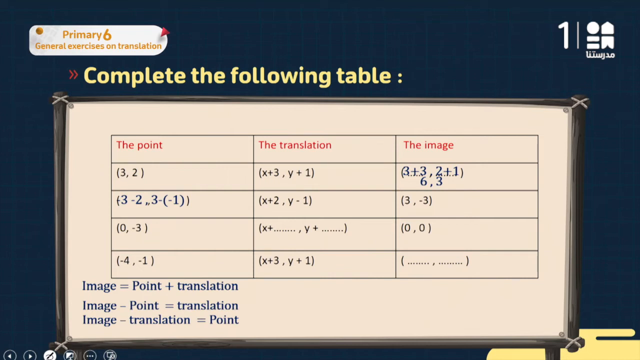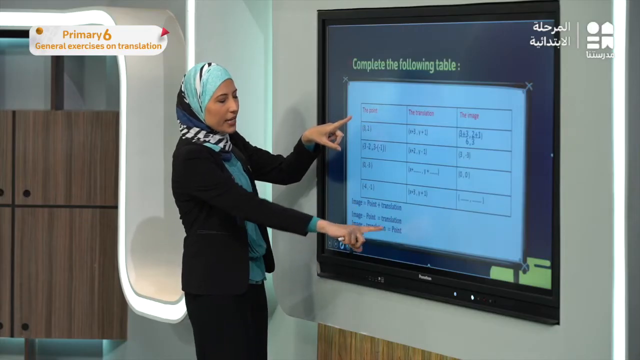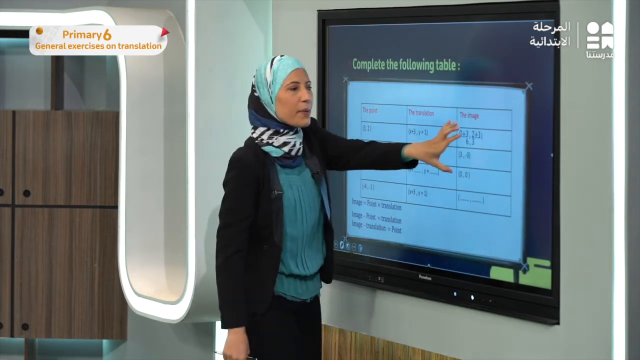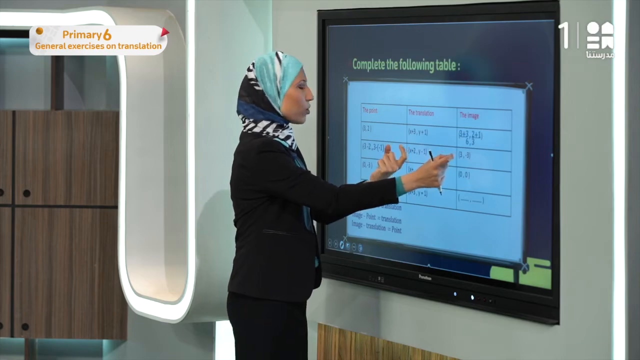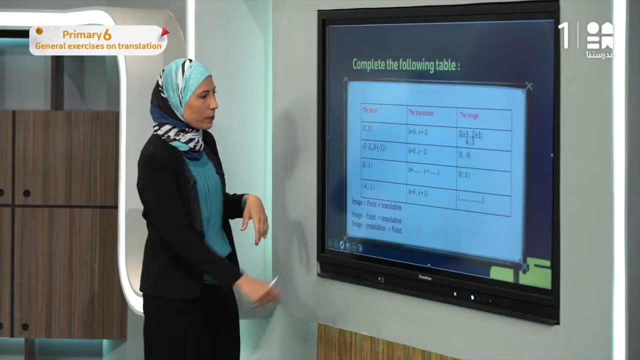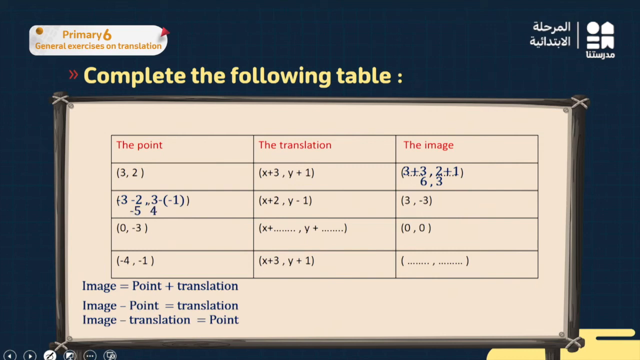So remember how we were going to find the point? We were finding the point by making the image minus a translation. So I will make the image minus a translation. So 3 minus 2. So in x, 3 minus 2. So the answer will be negative 5 and 4. It will be negative 5 and 4.